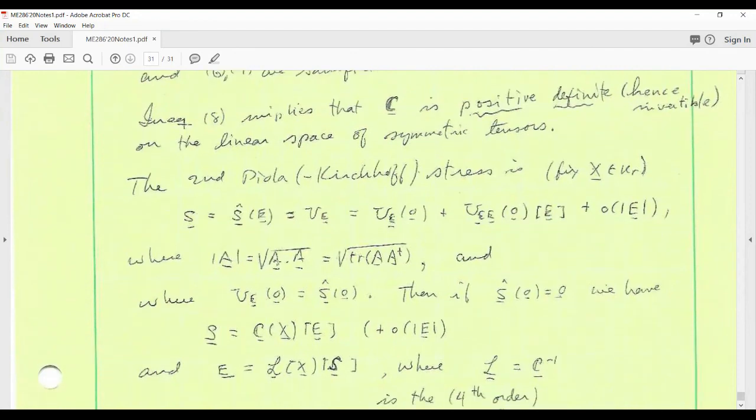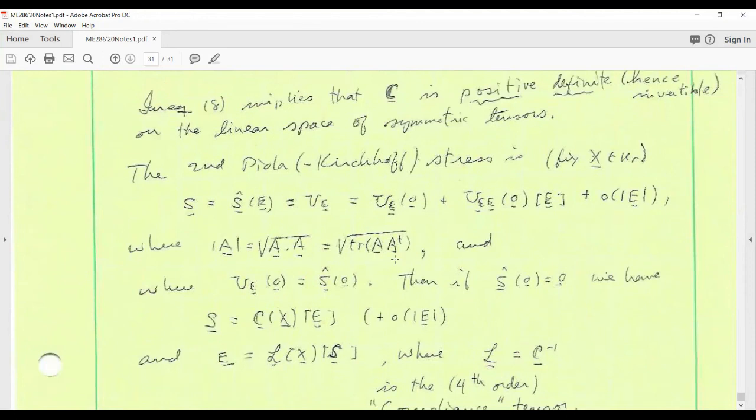where the norm of E is just: take the tensor inner product of the tensor with itself, take the positive square root, right? Use the trace definition of inner product. And that's what we mean by the norm of the tensor. This first term is just the stress at zero strain. If that happens to be zero, then the leading order term is just S equals this fourth order tensor at zero strain. That's just our classical elasticity tensor, fourth order, operating on the strain. So that's our linear stress-strain relationship.